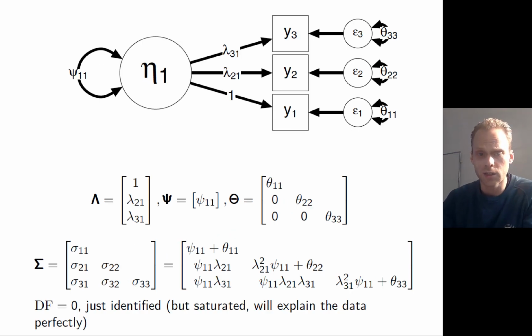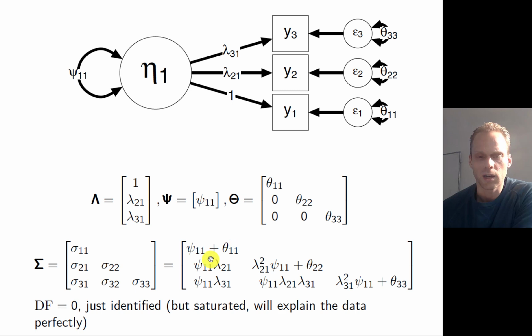Now I have 3 indicators, and now I do have an identified model. I have 1, 2, 3, 4, 5, 6 parameters: 3 residual variances, 2 factor loadings, and 1 latent variance. And I also have 6 pieces of observed information: 1, 2, 3 variances, and 1, 2, 3 covariances. So my degrees of freedom is 0. That means that my model is identified, but it's saturated.